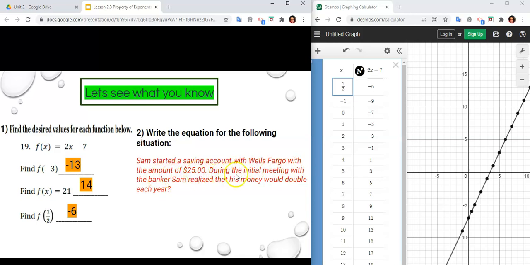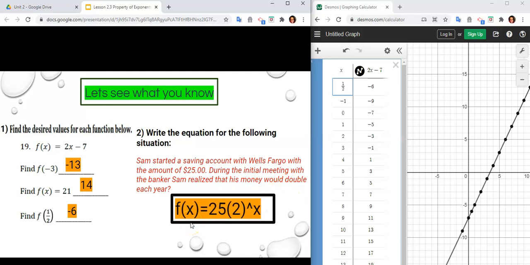All right, so during the initial meeting with the banker, Sam realized that his money would double each year. So Sam started his account with $25, and the rate at which his money is growing is being doubled. So my equation will look like this.